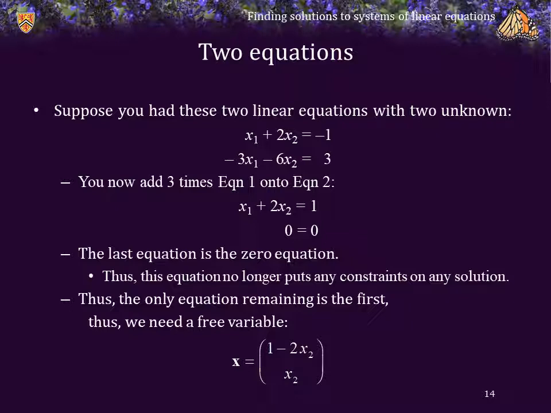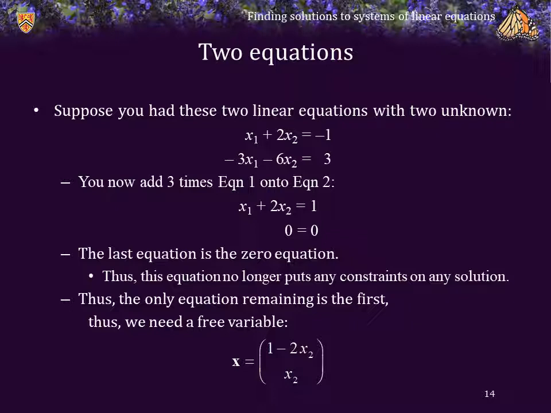Let that free variable be x2, and therefore solving the equation for x1, we get that x1 is equal to 1 minus twice the free variable. Thus, every solution to this system of linear equations is represented by this vector x, and you can replace x2 with any real number and it will be a solution to this system of two linear equations and two unknowns.